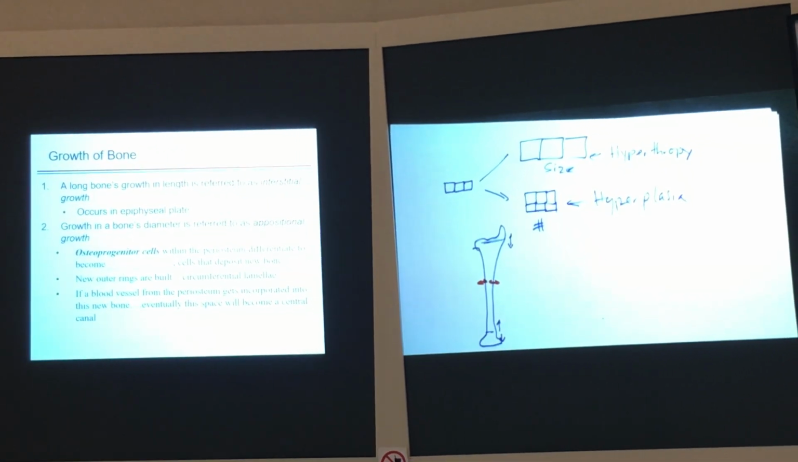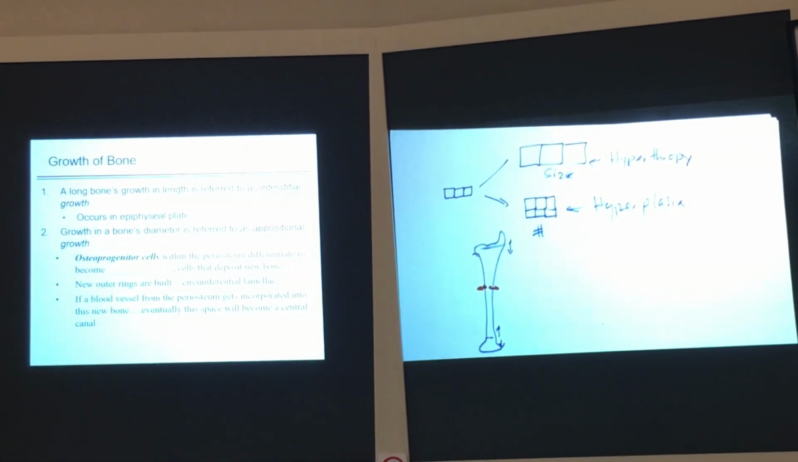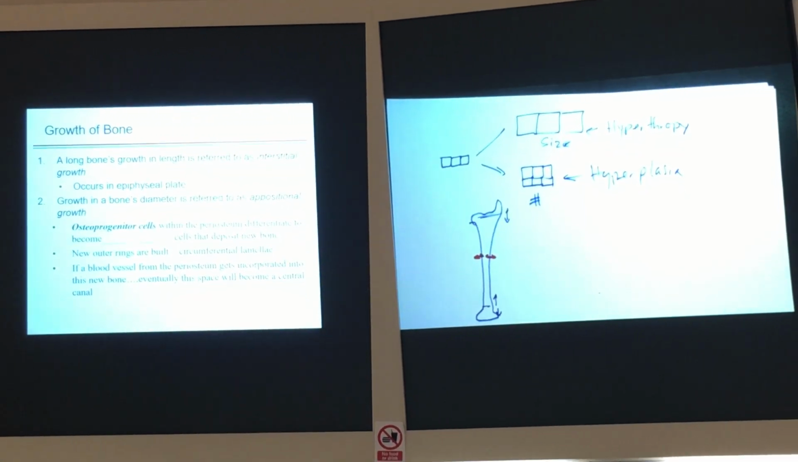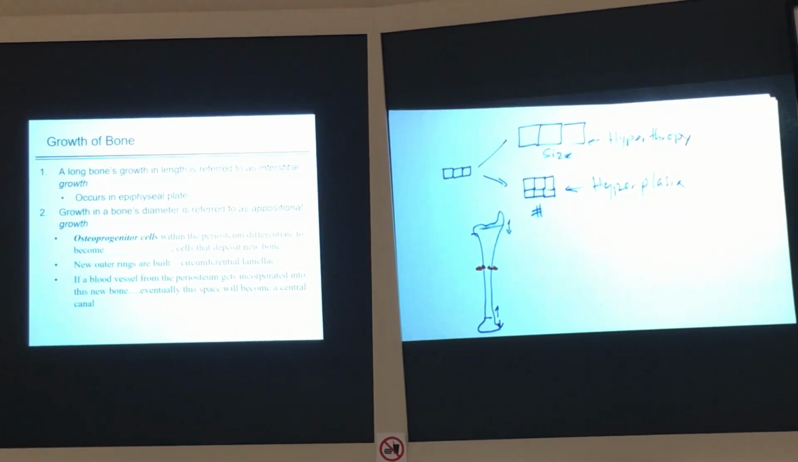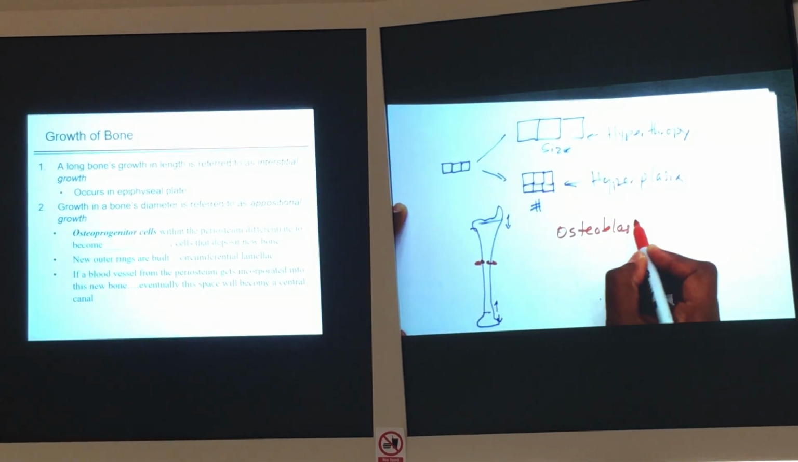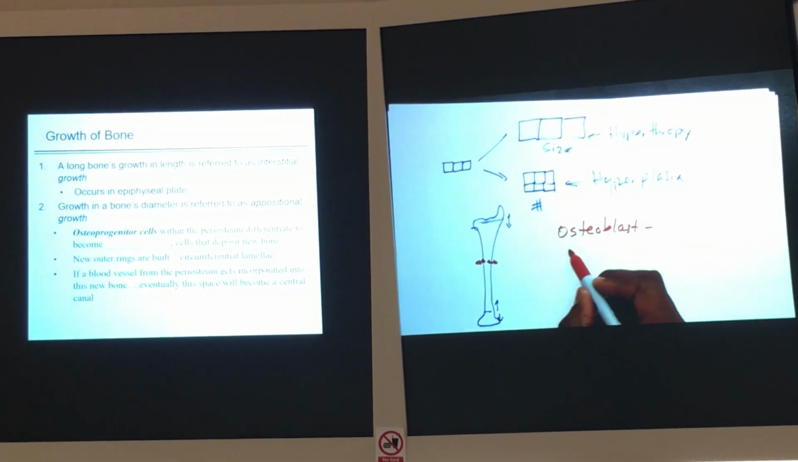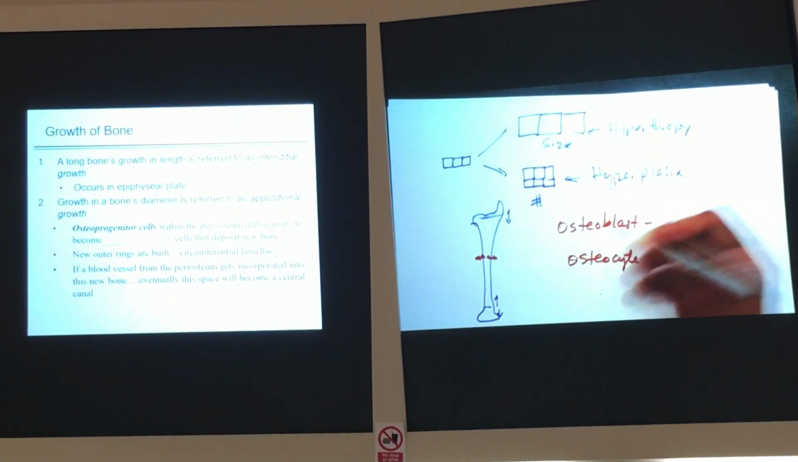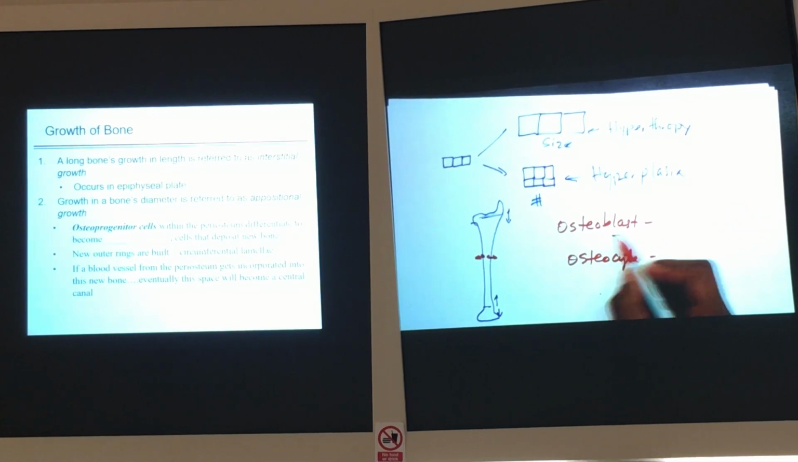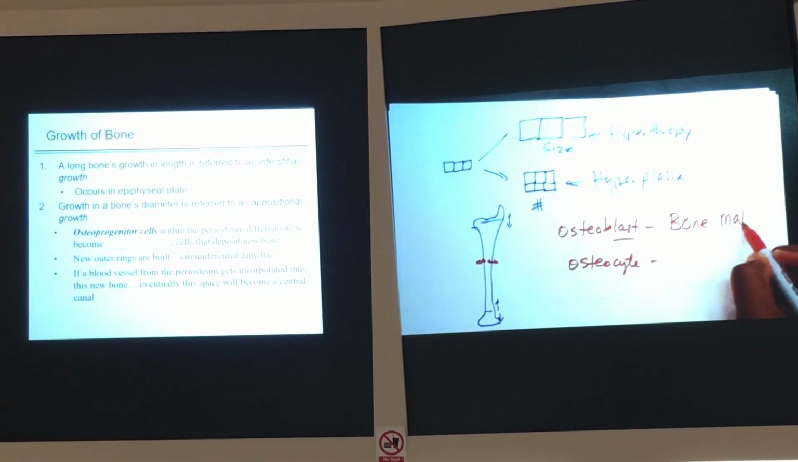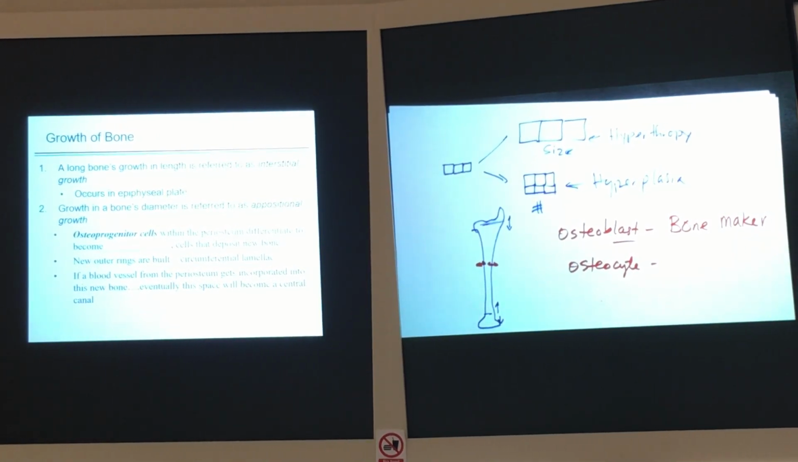Osteogenic cells within the periosteum differentiate to become osteoblasts, cells that deposit new bone. So that's why another name for osteoblast is what? Well, osteocyte. Osteocyte. What's another name? A common name that we can use is bone, because they make the bone.